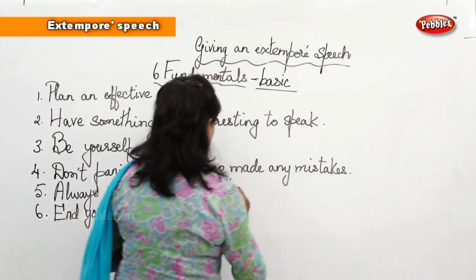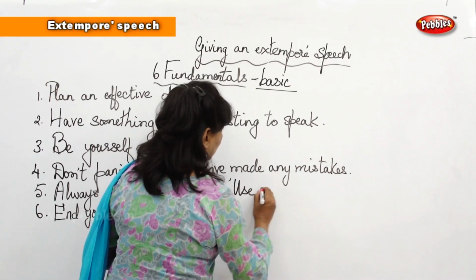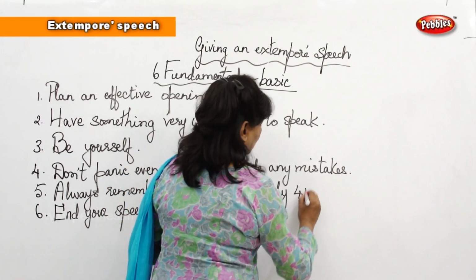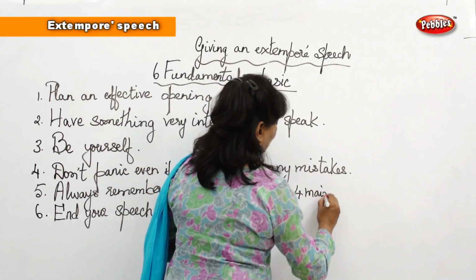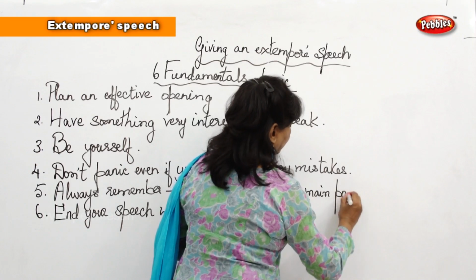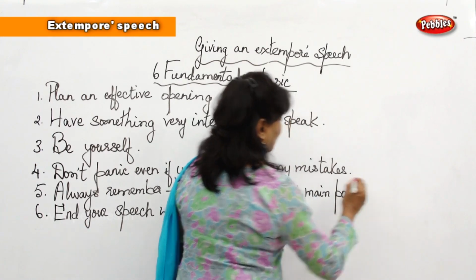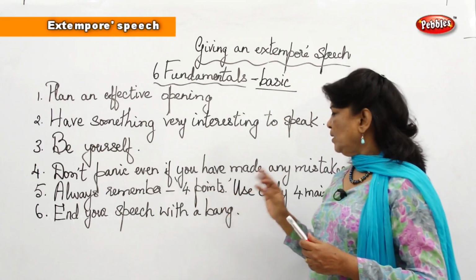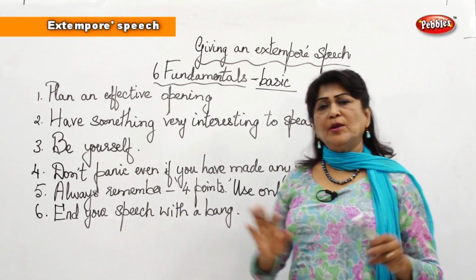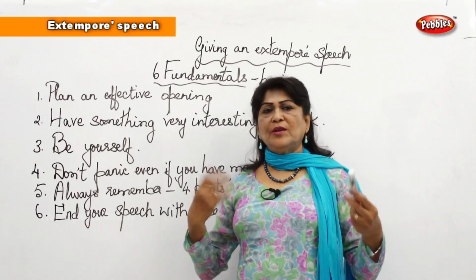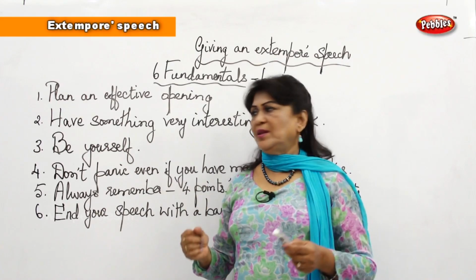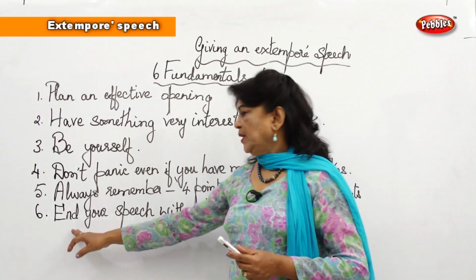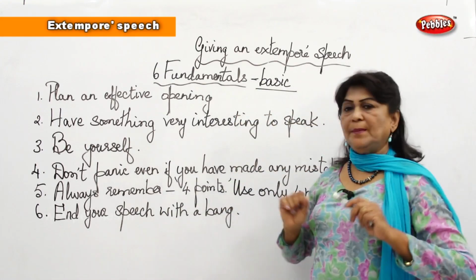Always remember 4 points, that means use only 4 main points in your speech. Don't give too many points. This 4-point theory you should remember. Always use only 4 main points. Do not use too many points for the audience to catch up with the theme of your speech. Then end your speech with a bang.